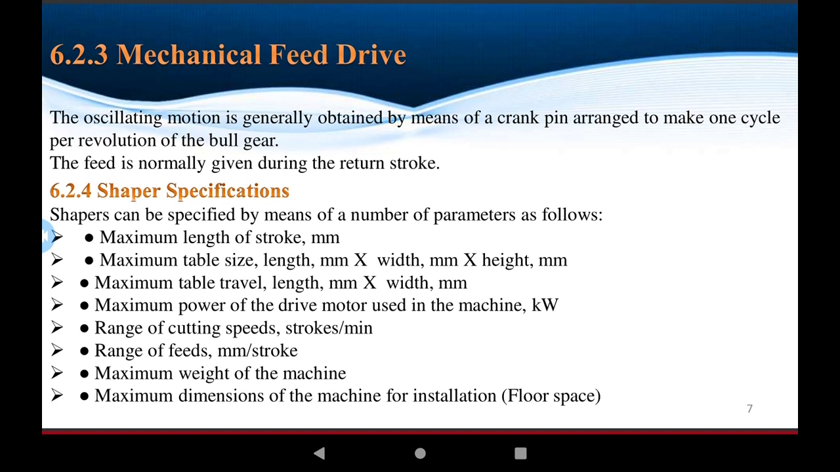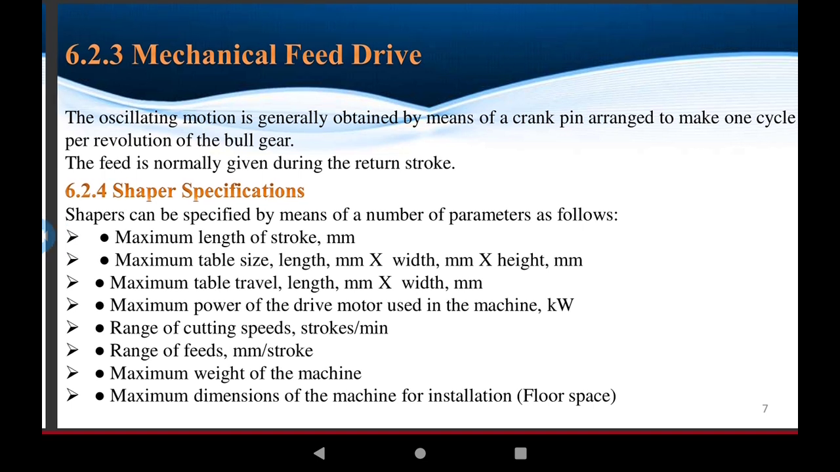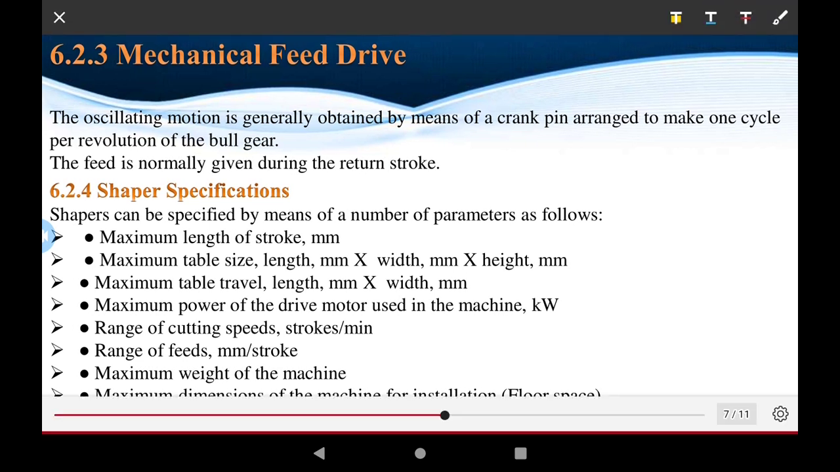The maximum table size: the length is in mm, the width is in mm and the height is also in mm. The maximum table traverse, in length and in width, is in mm. Both are the traverse of the machine, the length in mm and the width in mm.